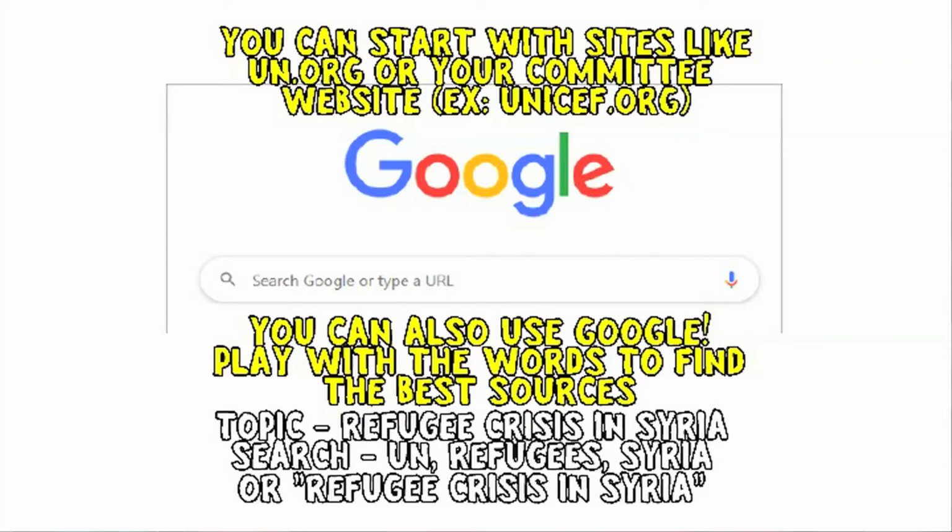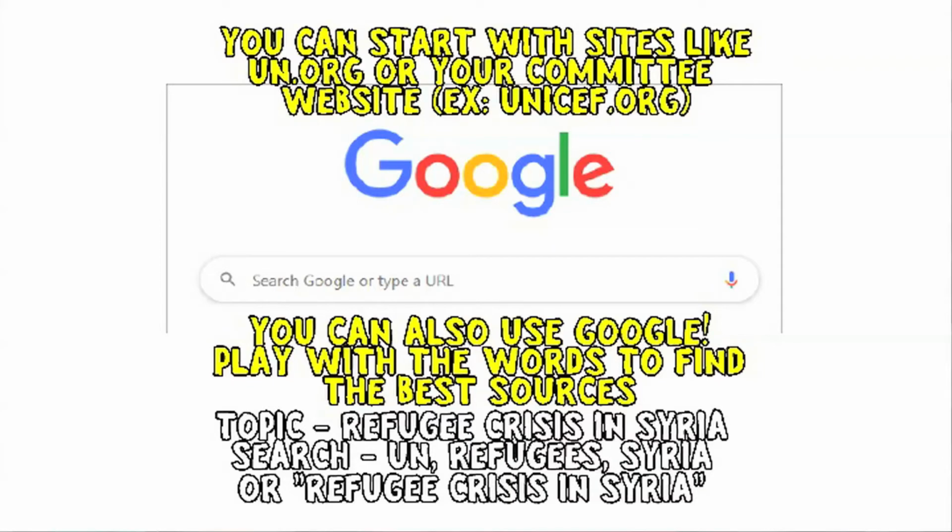And one of the things about researching is that you have to play with the words. You can't just type in your topic straight. Now you can try that. So in this case, I use refugee crisis in Syria. So I can type it in parentheses and see what pops up. But if nothing pops up, I can try different combinations.